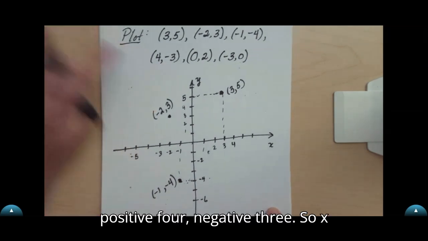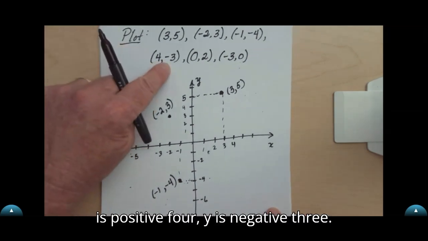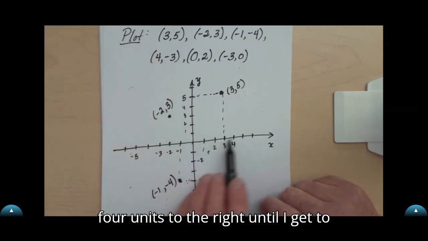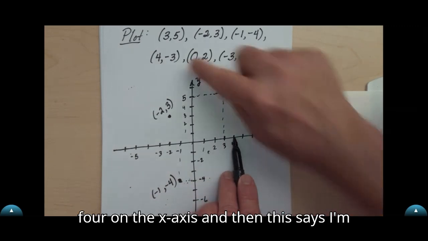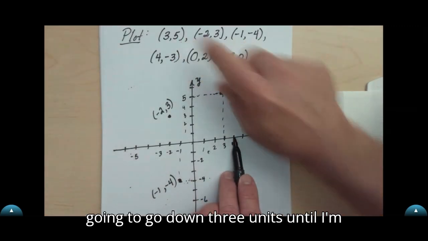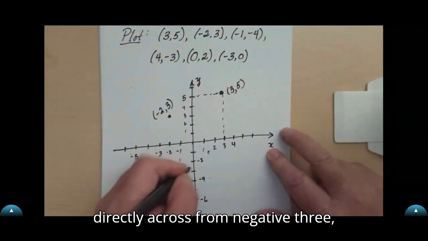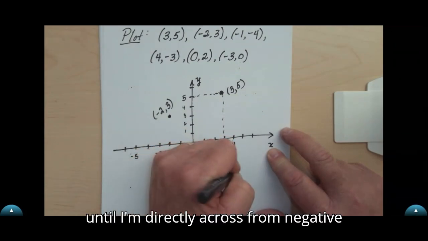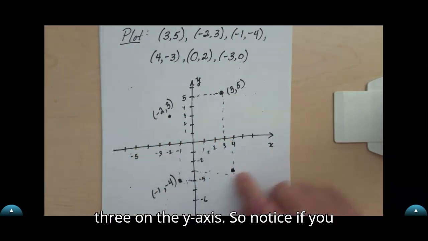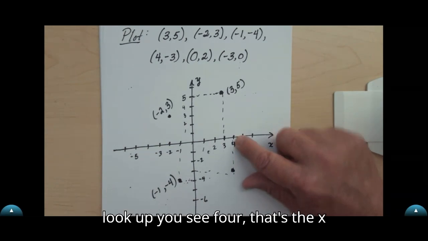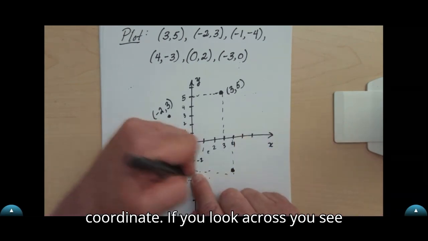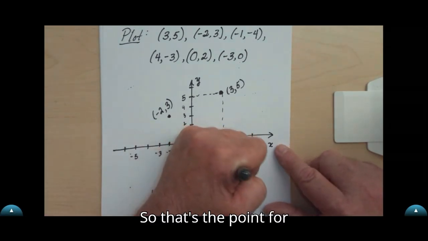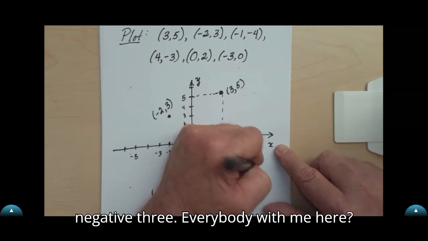+4, -3. So x is +4, y is -3. So I'm just going to go from the origin 4 units to the right till I get to 4 on the x-axis. And then this says I'm going to go down 3 units till I'm directly across from -3 on the y-axis. So notice if you look up, you see 4, that's the x-coordinate. If you look across, you see -3, that's the y-coordinate. So that's the point for (4, -3).